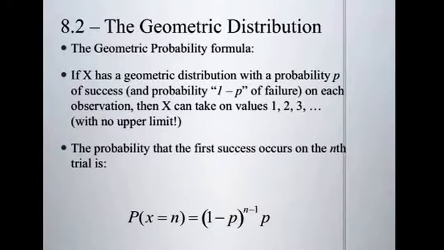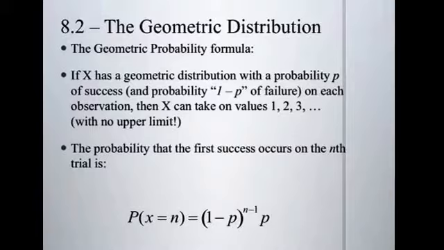So here's the geometric probability formula. I'm going to try and use words to help you remember this formula. Unfortunately, this is not in the reference sheet for the AP exam. So let's try and see how we can remember this formula. If x has a geometric distribution with a probability p of success, so whenever you see p, that's talking about the probability of succeeding, whatever the success is for the x random variable. And whenever I'm talking about the probability of failure, I'm talking about 1 minus p. 1 minus p is the probability of failure, p is the probability of succeeding. On each observation, then x can take on values 1, 2, 3 with no upper limit. That means it keeps going.